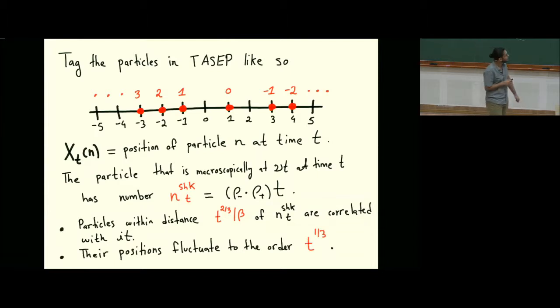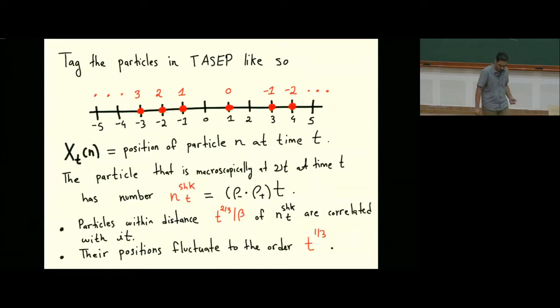Okay. And the main observable here is going to be the position of the tagged particle. So x_n(t) is the position of particle number n at time t. All right. So these are the main things that we want to compute distributions of.